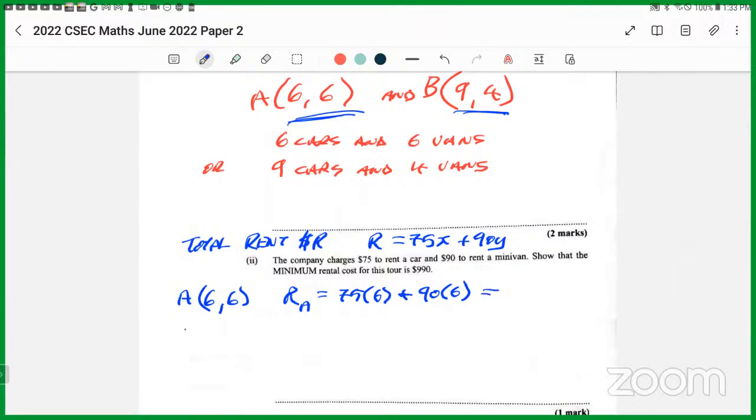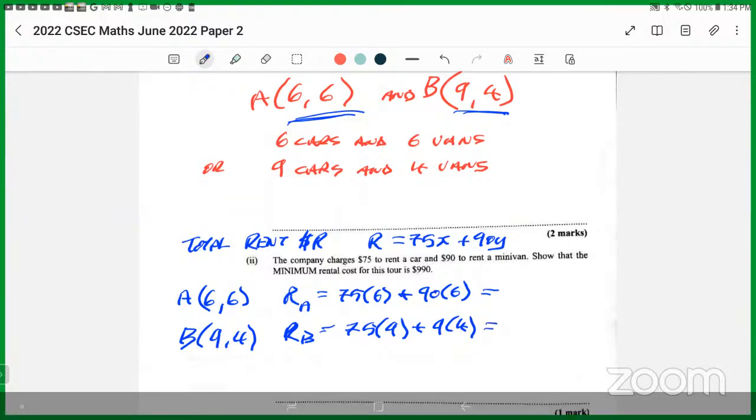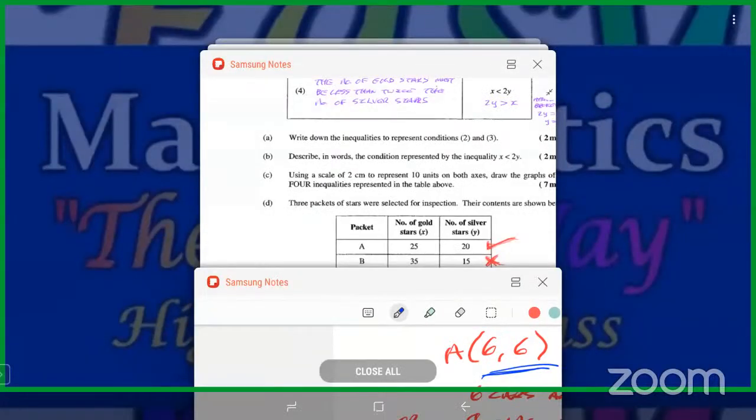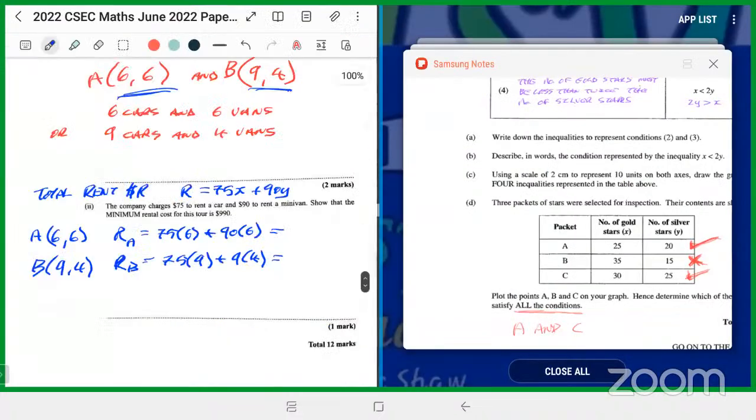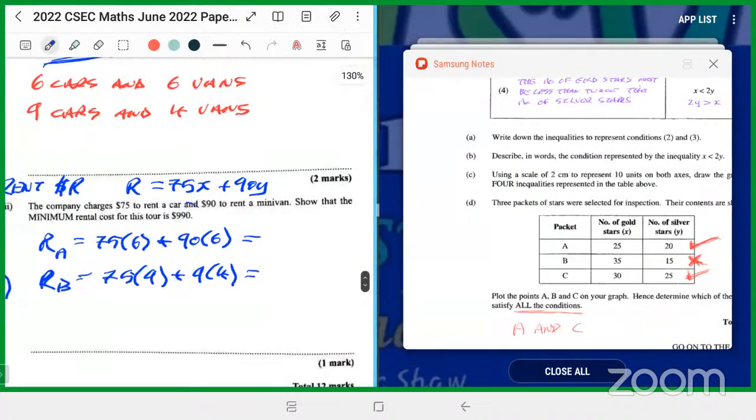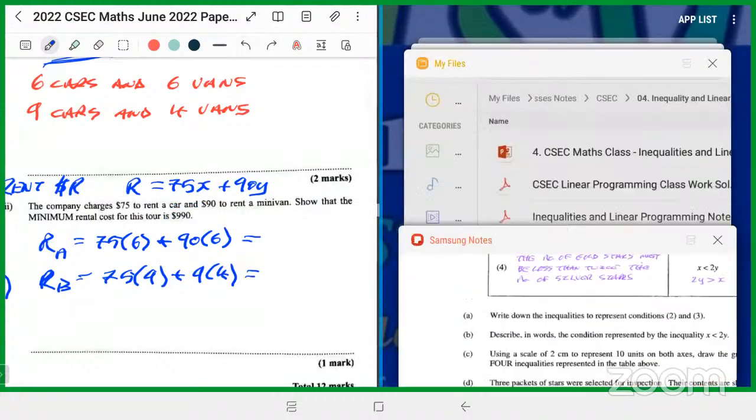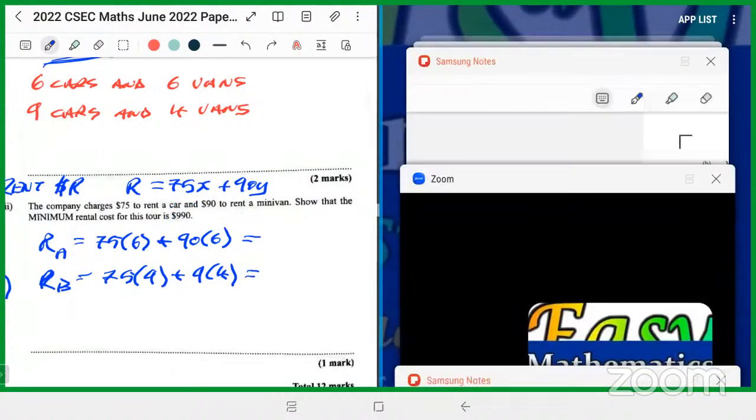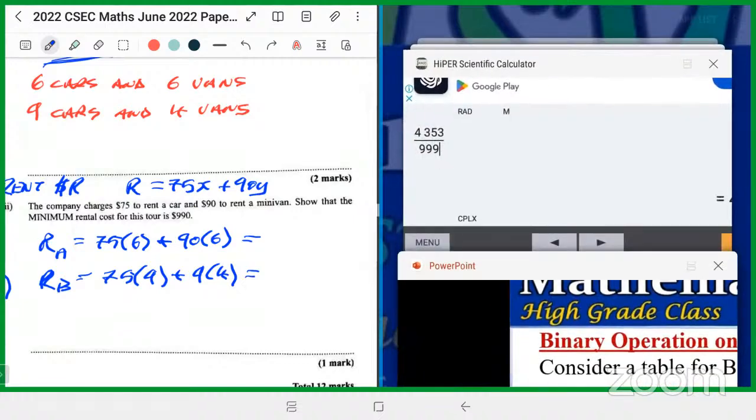And then if you're operating at B, which is (9, 4), the rental at B would be 75 times 9 plus 90 times 4. Let me get a calculator, and see which one of them comes out less. The one that is less must be the minimum rental.